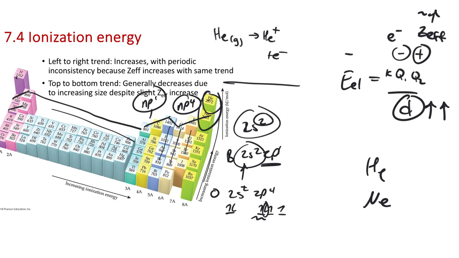It's going to be easier to remove that electron as a result. And so if the distance term wins out, then this is going to weaken the energy it takes to remove that electron. And so our reasoning for why the top to bottom trend is the way it is, we get the general decrease due to the increasing size of the atoms from top to bottom.